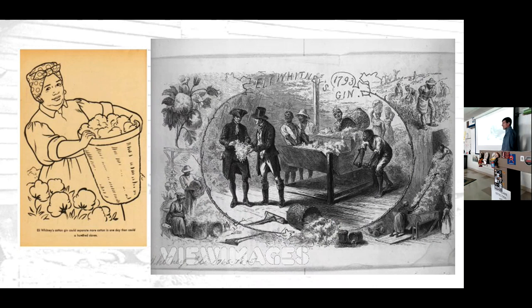And this also shows one of the myths of slavery. Do you see the slaves here? How do they look? Yay, we're slaves! Here's one from a textbook showing the happy slave picking cotton. By the way, it wouldn't be a basket. It'd be a long burlap bag. It would drag behind.